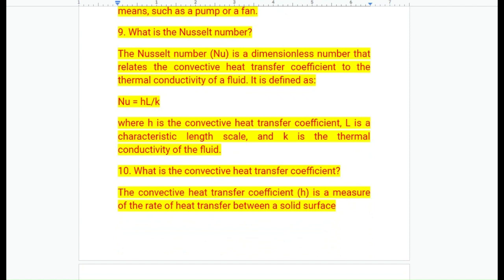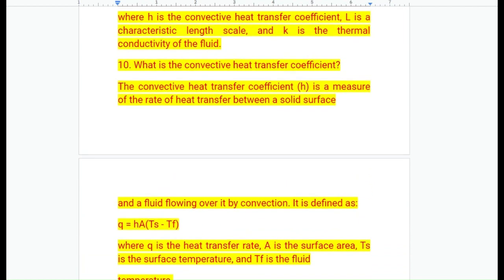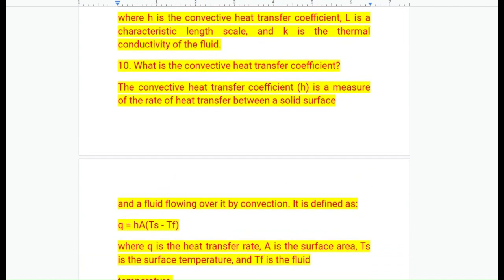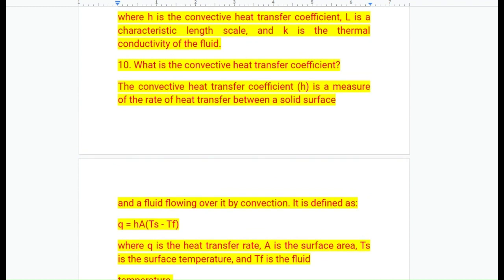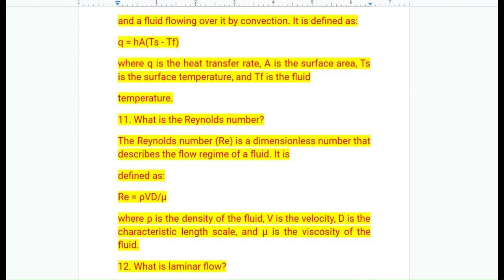10. What is the convective heat transfer coefficient? The convective heat transfer coefficient, h, is a measure of the rate of heat transfer between a solid surface and a fluid flowing over it by convection. It is defined as Q = hA(Ts - Tf), where Q is the heat transfer rate, A is the surface area, Ts is the surface temperature, and Tf is the fluid temperature.